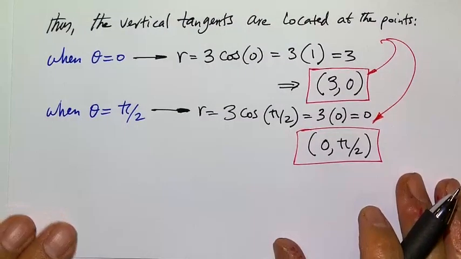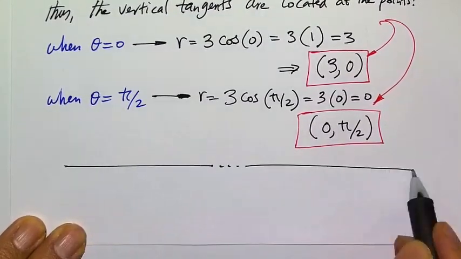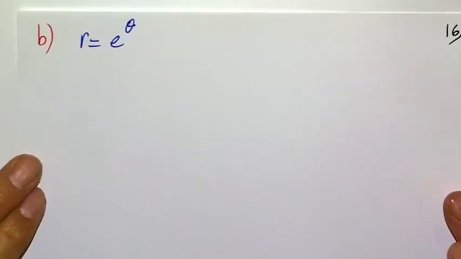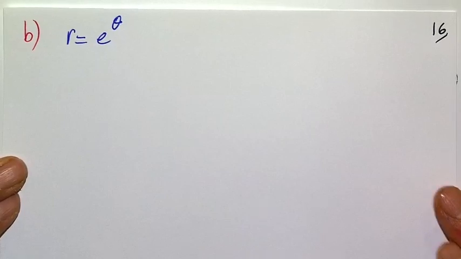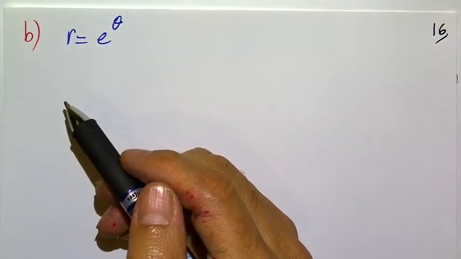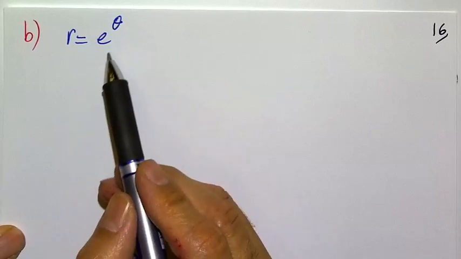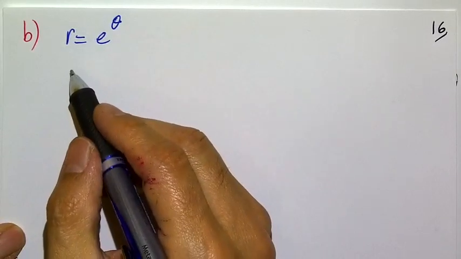Okay, so we found the locations for the horizontal and vertical tangents. Let's do another example. I encourage you to please pause the video and find the locations for the horizontal and vertical tangents of this polar equation. Okay? All right.